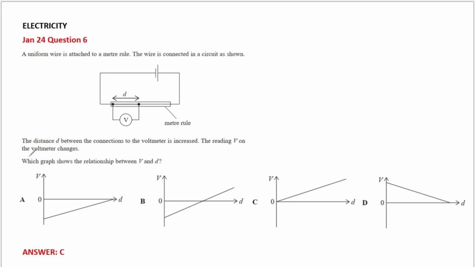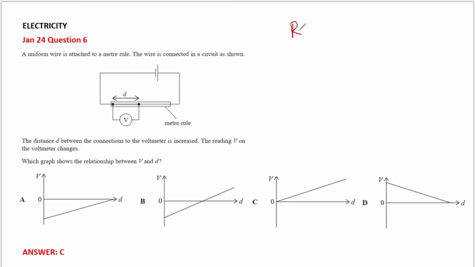A uniform wire is attached to a meter rule. The wire is connected in a circuit as shown. The distance d between the connections to the voltmeter is increased. The reading V on the voltmeter changes, right? If you change the distance between these two prongs, the potential difference will also change, definitely. And let me show you the equations that this question is based on.